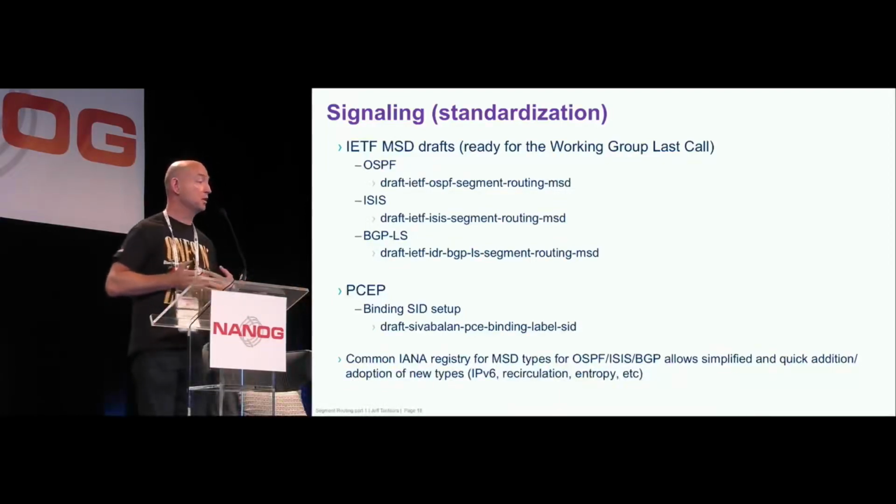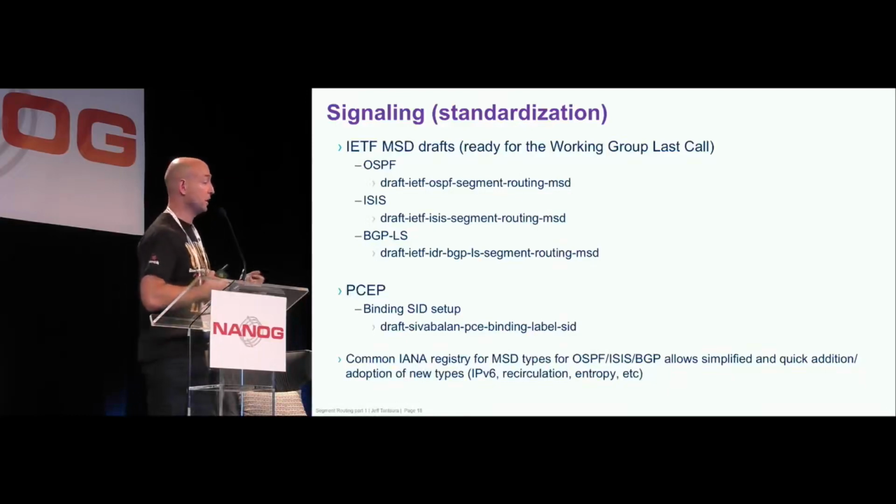Thinking about the future, we've created a common IANA registry for MSD types across all the protocols, so you don't need to go and change and tweak every protocol. Base MSD is defined as the number of labels a node can push. You can define new types, and this gives you the ability to innovate very fast. If you think about recirculation, entropy, or V6, you just define a new MSD type. It could go through the IETF in less than a year. You've got a new extension that can describe a piece of metadata that's of importance to you.